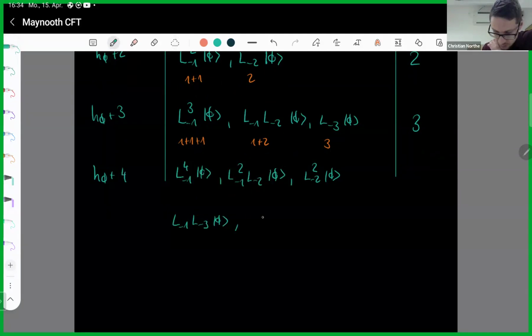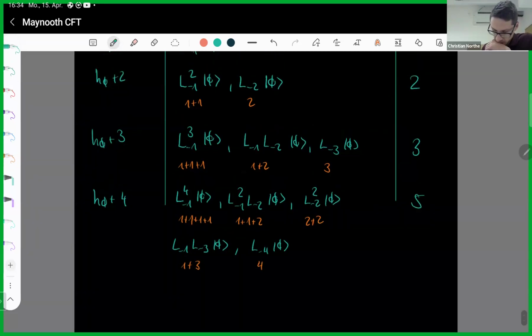And finally, L minus 4 phi. And this is 1 plus 1 plus 1 plus 1. This is 1 plus 1 plus 2. This is 2 plus 2. This is 1 plus 3. And this is 4. And these are 5 options.